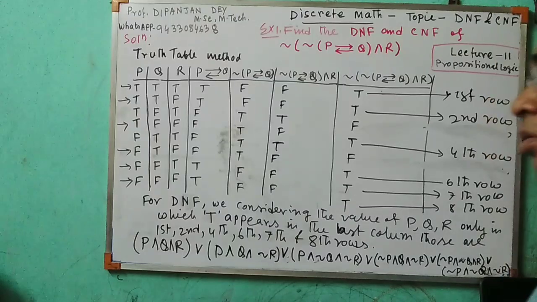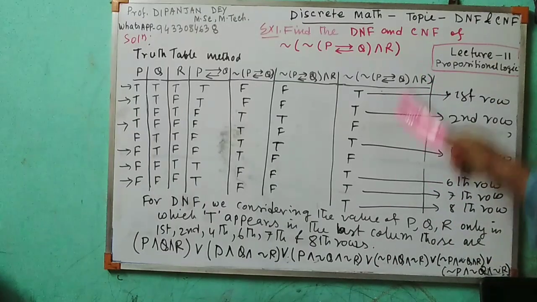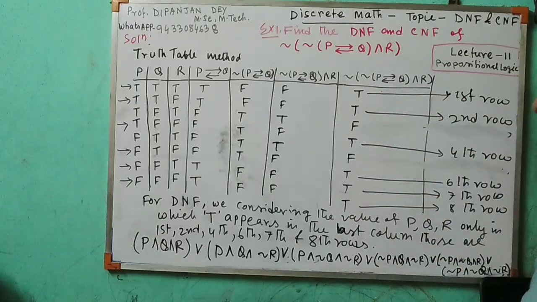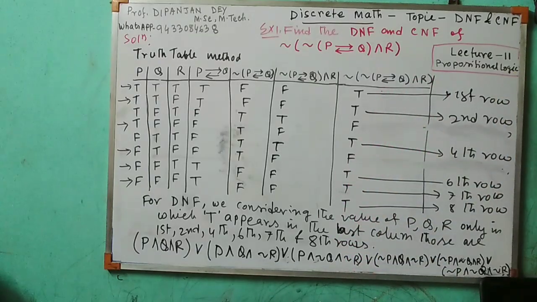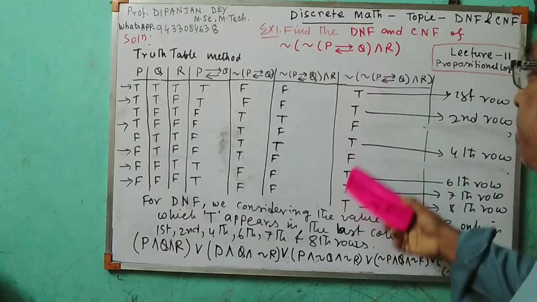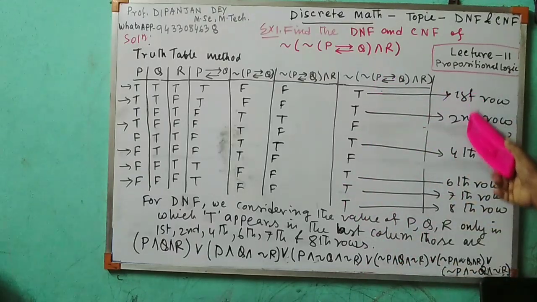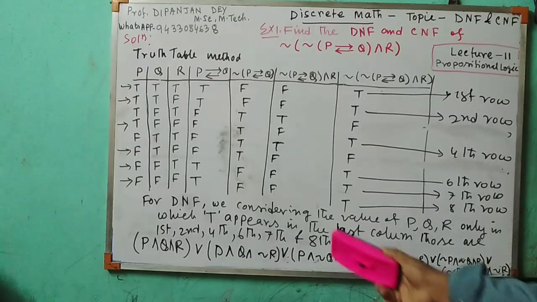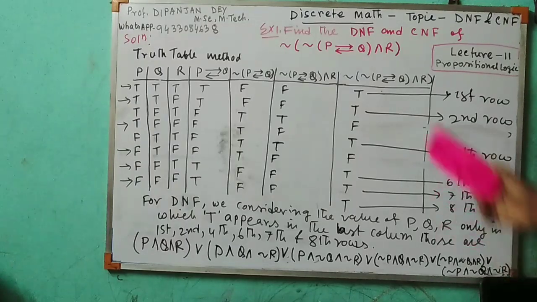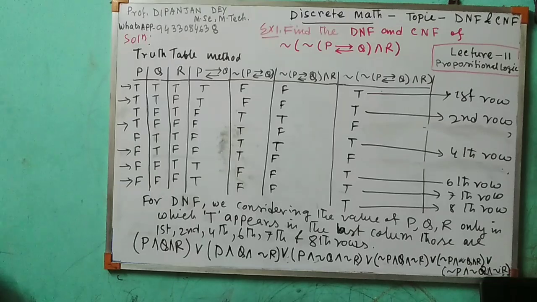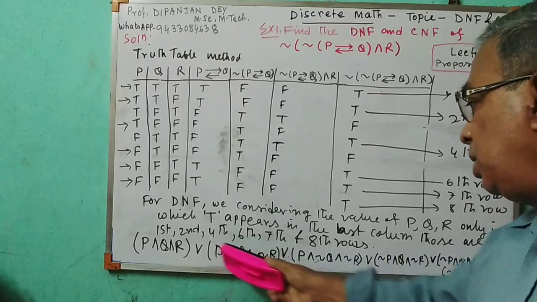Now the question is, suppose all are contradiction. No T appears. So that means DNF does not exist, because for DNF we will consider only the rows where the truth value is T. In which rows does T appear? So I have written here, we consider the values of P, Q, R only where T appears in the last column. Those are the first, second, fourth, sixth, seventh, and eighth rows.